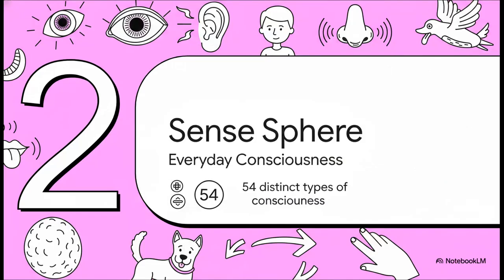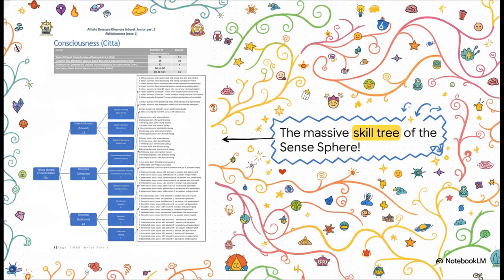Which brings us to Section 2, the everyday sense sphere. Welcome to the Kamavachara. This is the specific zone where human beings, animals, and certain higher beings hang out. This is the realm of sights, sounds, smells, tastes, and touches. And wow, just look at this map of the sense sphere, straight from our source material. It looks incredibly complex, doesn't it?